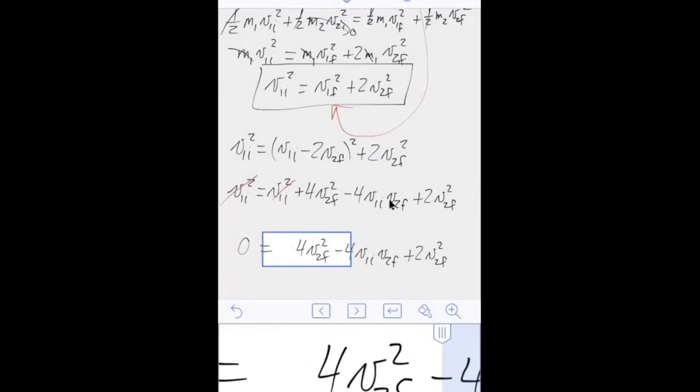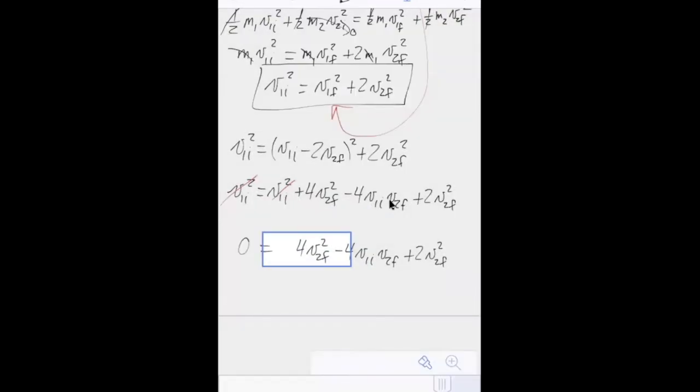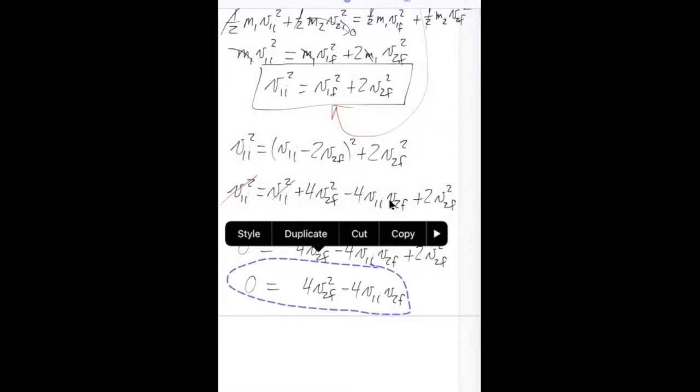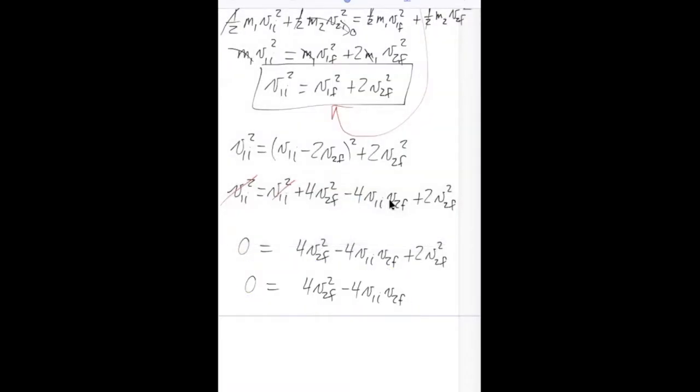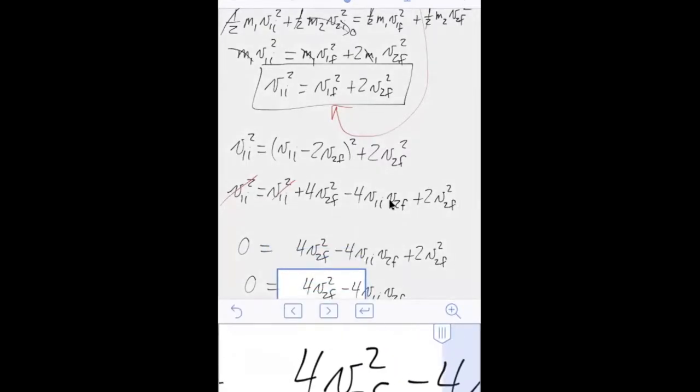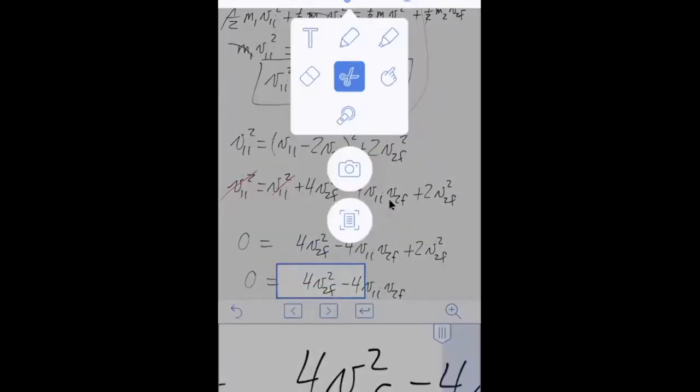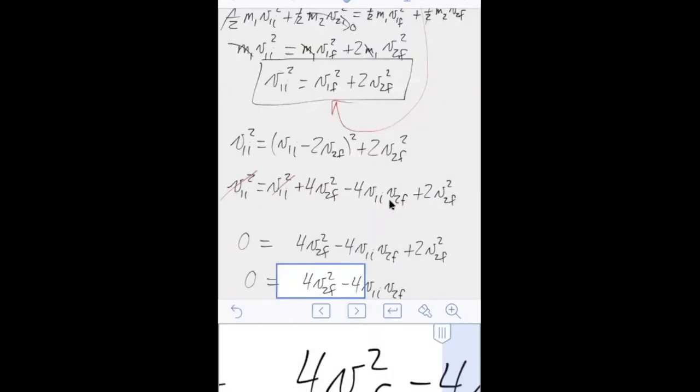All right, so now if I look at this expression, this still looks quadratic. Okay, first of all, I've got 4v2f squared and 2v2f squared, so those are good. That's the same term. I can combine that into 6 v2f squared. So let me do that, just combining those two terms into one with the prefactor. So let me erase and then write the 6 there.